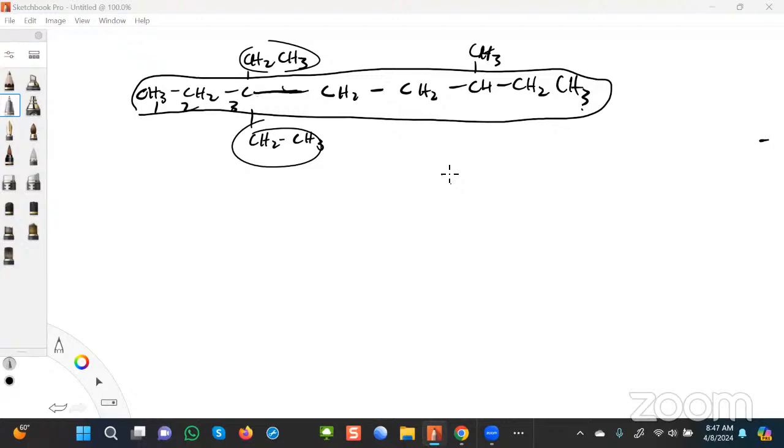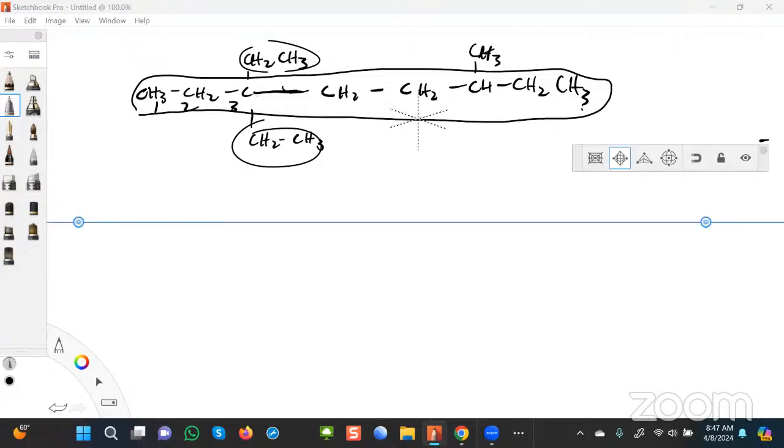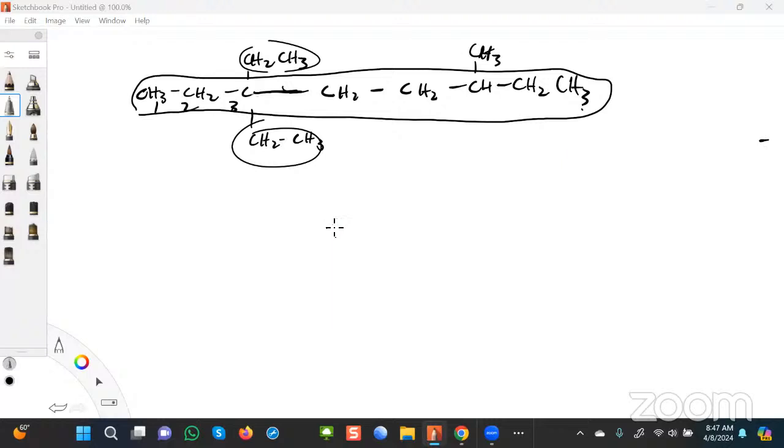There's only one branching. If you start counting from this end, then this is the methyl group that would be there, on carbon number 3, but there's only one of them. So therefore, this would be the numbering system: 1, 2, 3, 4, 5, 6, 7, 8, right?